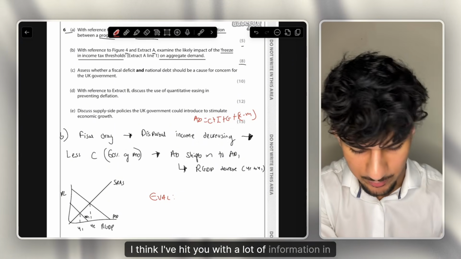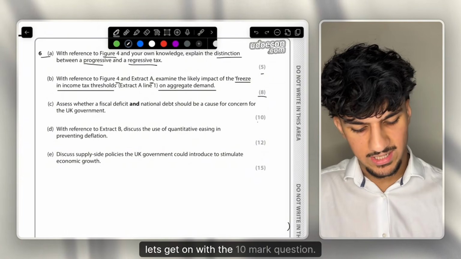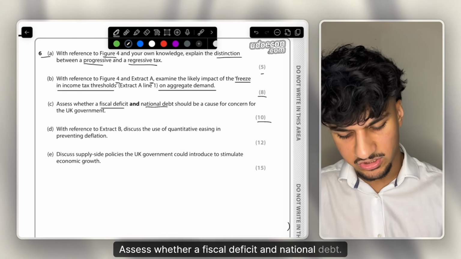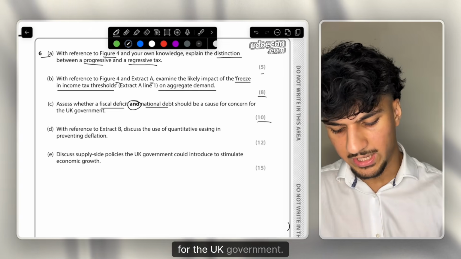I think I've hit you with a lot of information in these last 2 questions, but it's a great paper for practice. Let's get on with the 10-mark question. Assess whether a fiscal deficit and national debt should be a concern for the UK government.